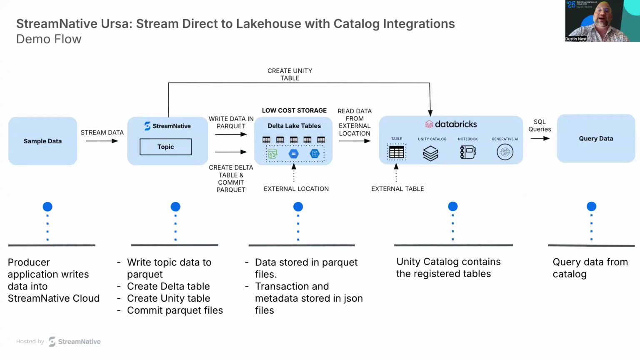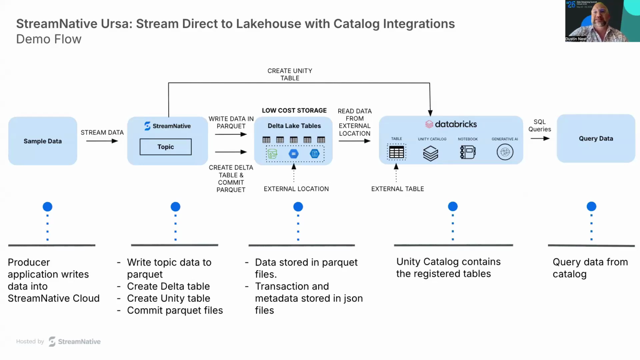Into that second blue box, which is our StreamNative topic. The Delta table is going to get created, the Unity table, and then we're going to commit the Parquet files. That's going to reach out to Databricks then to create the Unity table. StreamNative is going to be writing the data into Parquet and that low-cost storage in the middle.